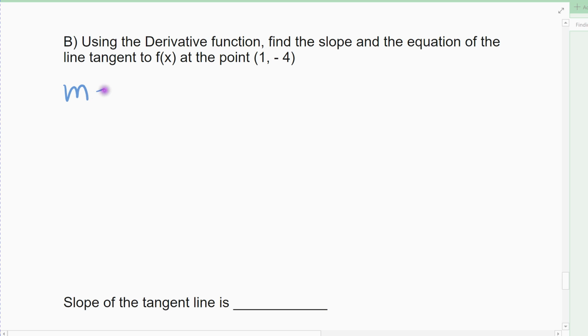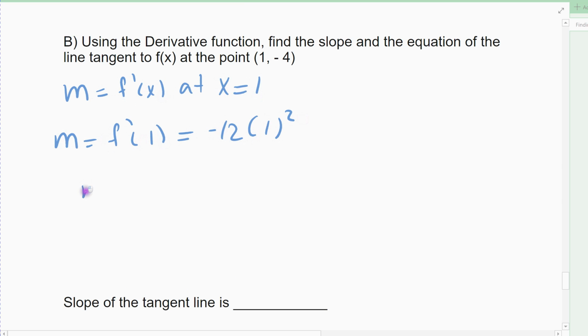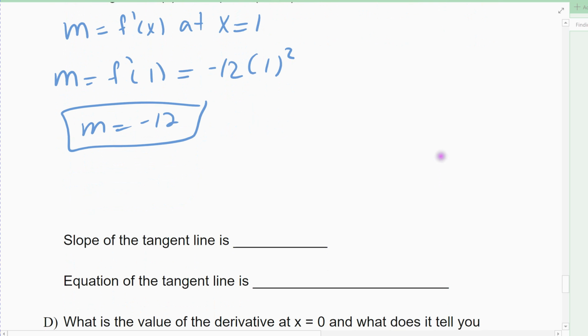All right, so first find my slope, which remember is my derivative at the given x value, which is 1. So the slope I'm looking for is the derivative at 1, so -12 times 1 squared, so my slope is -12. It's a pretty big slope. So I'm decreasing very fast. I'm decreasing by 12 units of y per change in x. So the slope of my tangent is -12.